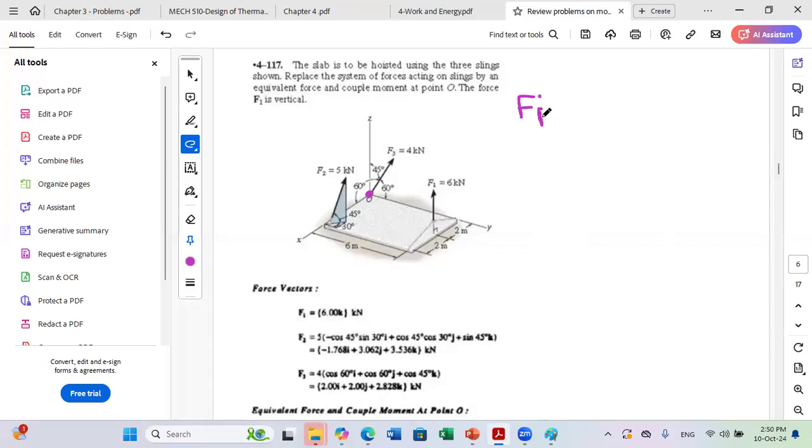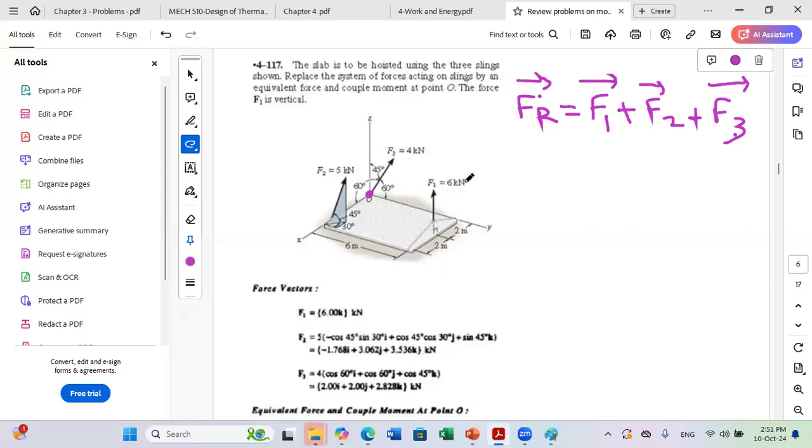And to get F resultant, I need to find the expressions of F1, F2, and F3. We have learned all the methods together to find the expression of vectors. I can use unit vector, I can use angles, depending on what I know, okay? So now we'll look at our figure to try to find the expression for the different forces, F1, F2, and F3.